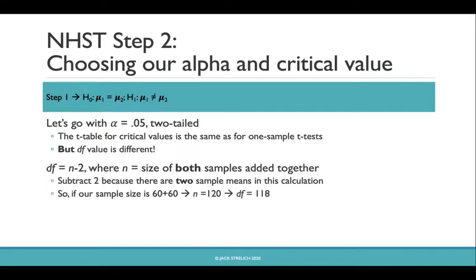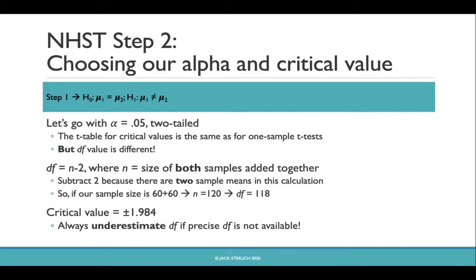So, if our sample size is 60 in sample 1 and 60 in sample 2, our n will be 120, which means our degrees of freedom will be 120 minus 2, which is 118. Take a minute to pull up the table of critical t-values listed on GauchoSpace and figure out what our critical value is going to be for degrees of freedom 118, alpha of 0.05, two-tailed. And the answer is going to be plus or minus 1.984.